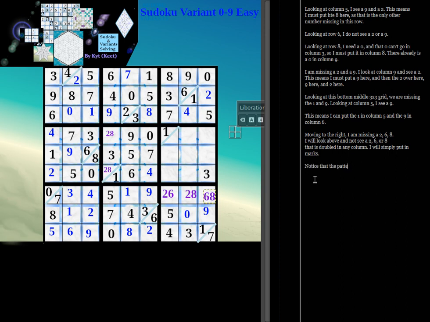Notice that the pattern is that 2 squares take a 2, a different 2 squares take the 6, and a different 2 squares take an 8, and all within 3 unique squares. I call this a toggle.